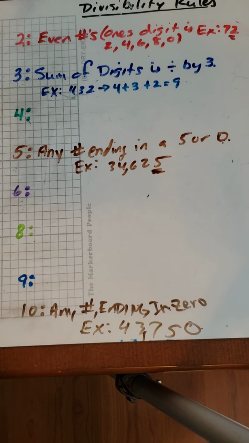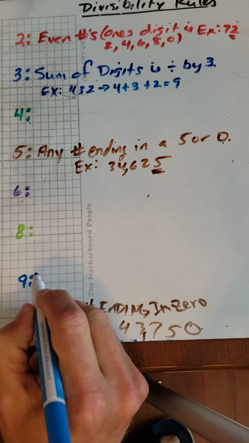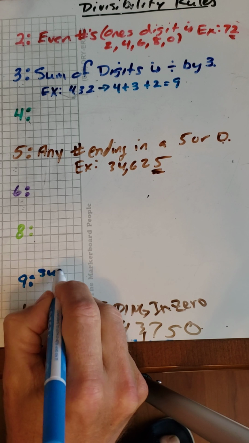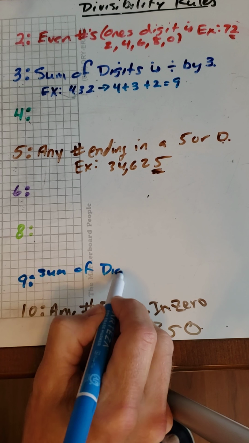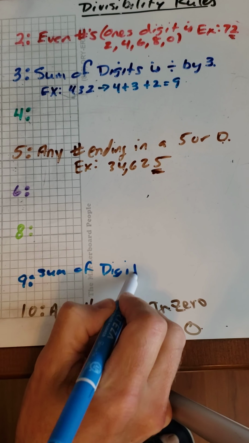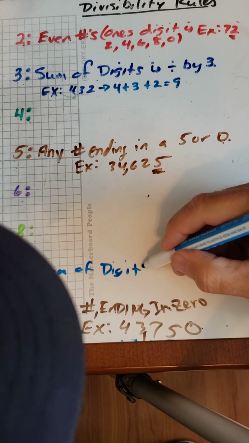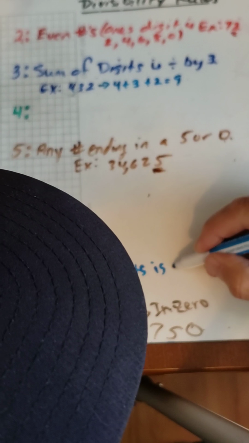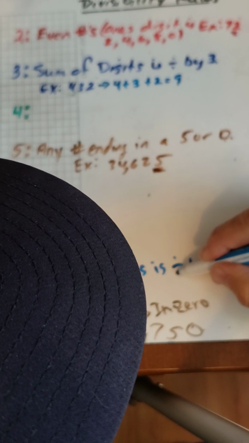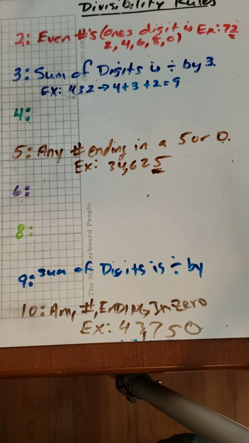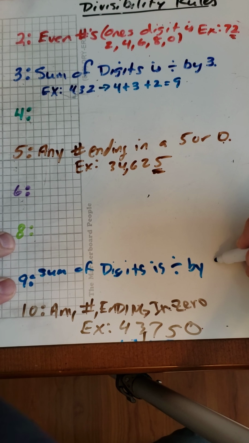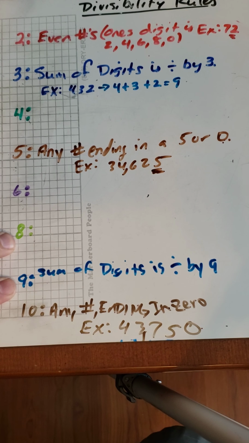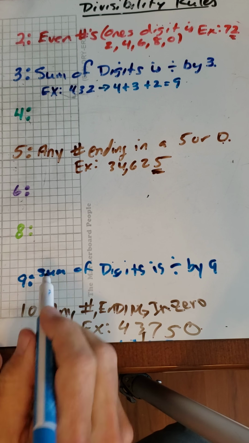This one, sum of the digits, just like before, is divisible by, and it's not going to be 3 this time because that was the rule for divisible by 3. For this one, the sum of the digits has to be divisible by 9. And if it is divisible by 9, then the whole number is divisible by 9.